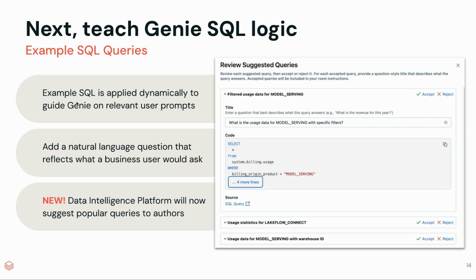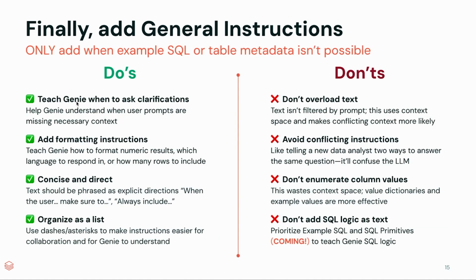which really allows you to add a lot of great context to Genie. To make this process even easier, the data intelligence platform will actually also suggest popular queries. So based on the tables you add, we will look through your data intelligence platform, see the popular queries that people have executed, and suggest those to authors as context.